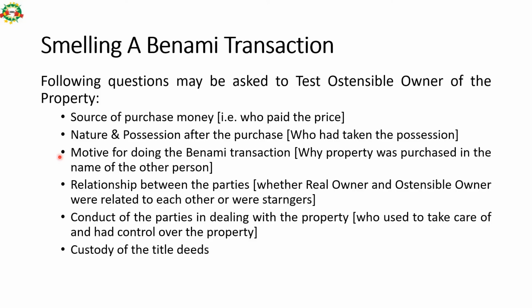Relationship between the parties: whether the real owner and ostensible owner were related to each other or were strangers. Conduct of the party in dealing with the property: who used to take care of and had control of the property. That is why possession is important. Custody of title documents: whether the title documents are in the custody of the real owner or somebody else has taken them into custody.